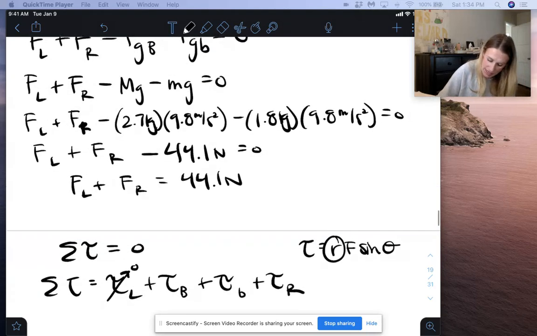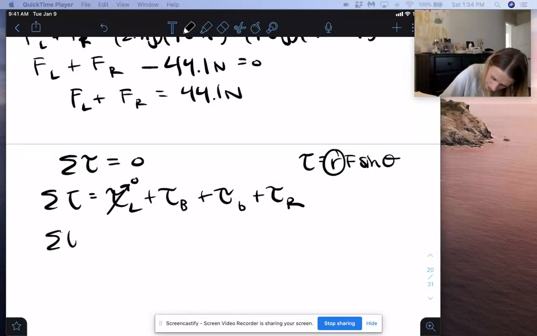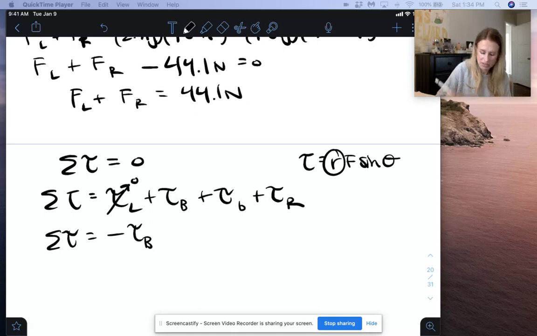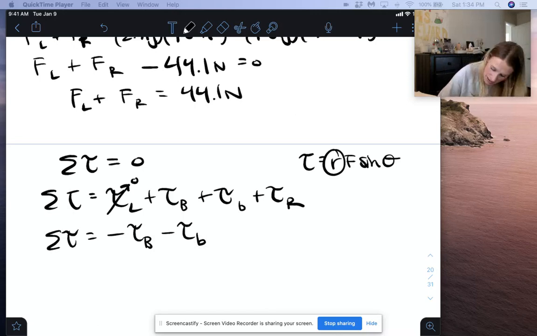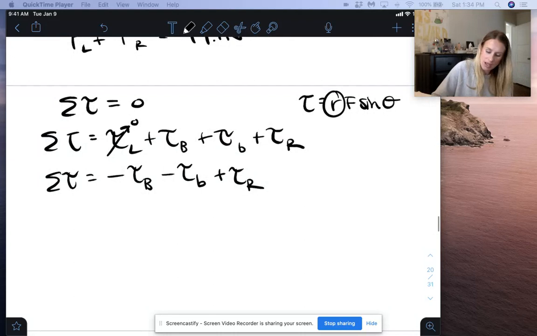So what we end up getting here is net torque is equal to negative torque from the block, like I said, because it would cause a clockwise rotation, minus the torque from the beam. Again, it's negative because it would cause a clockwise rotation, plus the torque from the right-hand side. Now, we know that this all equals 0, and now we can plug in that equation for torque for each of those things.